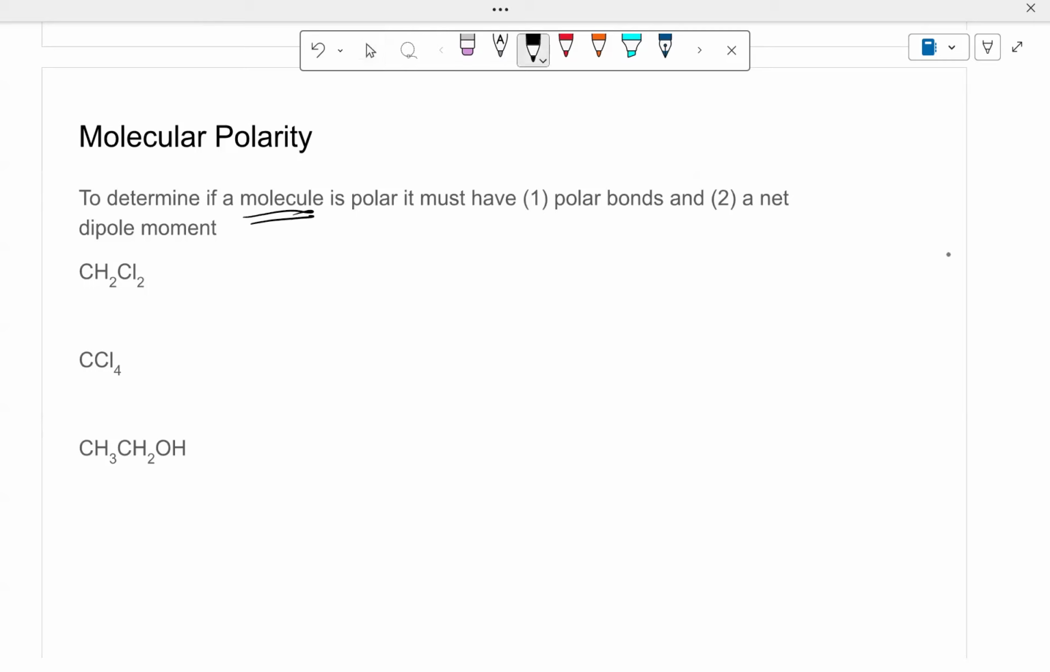Now, to determine if a molecule itself is polar, it has to have two properties. Both of these have to exist. Number one, it has to have polar bonds. A little side note with OChem: carbon-carbon bonds are very common. Carbon-carbon bonds are never polar.